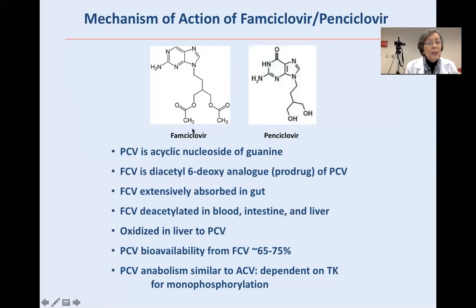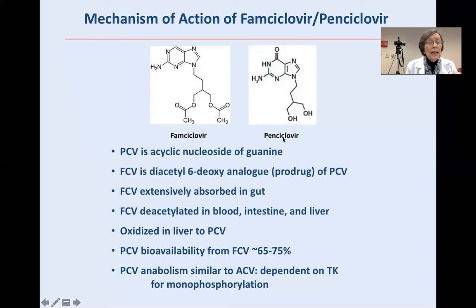This makes famciclovir easily absorbed in the gut. And once it gets into the system, then it's deacetylated in the blood, intestine, and liver. It requires further oxidation in the liver to become penciclovir. So you can see that the base here is not quite the same as guanine, but once it's oxidized, it is. So we have guanine then and the 2 hydroxyl groups. And this is the active form. So penciclovir, if you go through the stage of using the prodrug and then having it metabolized to penciclovir, you'll have a much higher bioavailability.